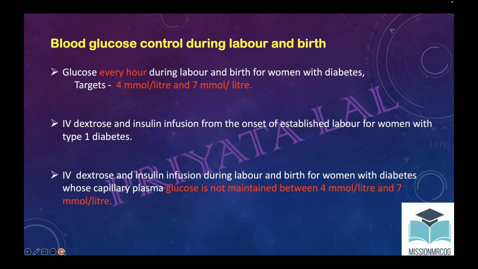For other women, if they are unable to keep sugars in between 4 to 7, then they will add IV dextrose on one side and insulin infusion on the other side. So this is the neutralizing dose that we add. This is the way the glucose monitoring will be done during labor. So any question till here in the labor or anything?